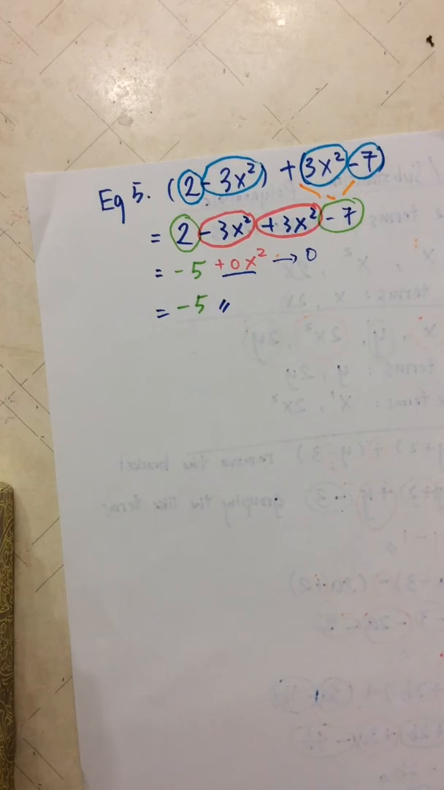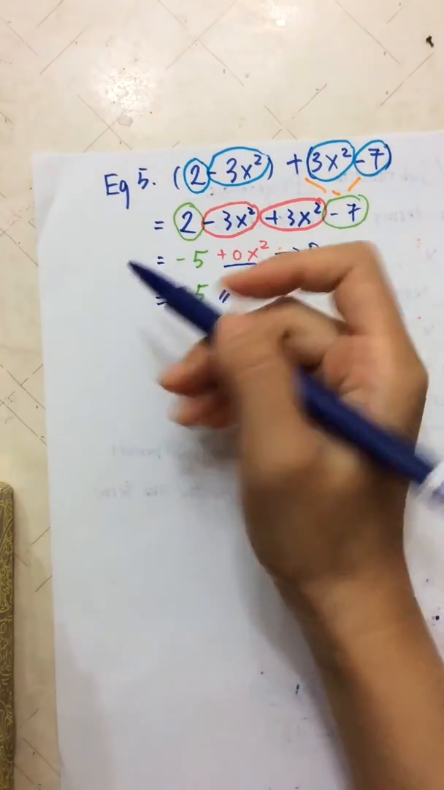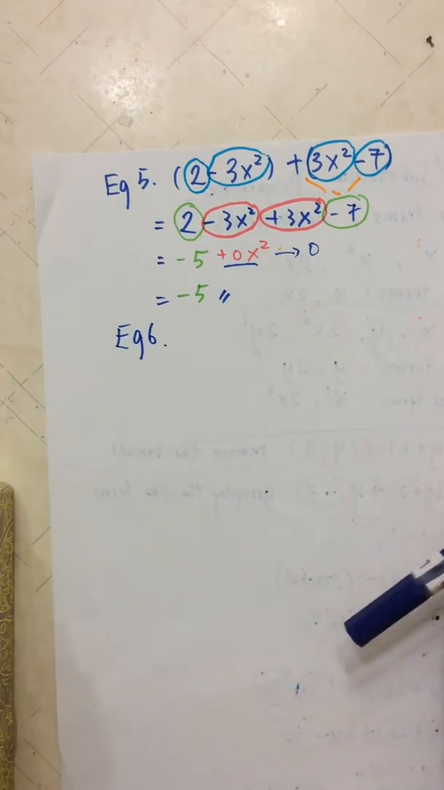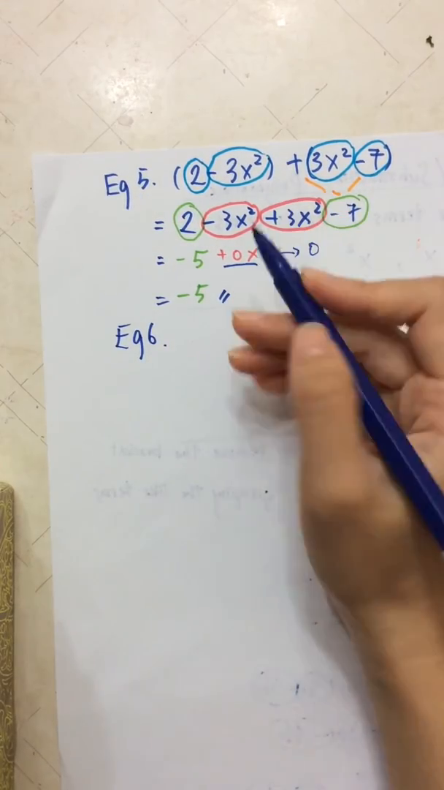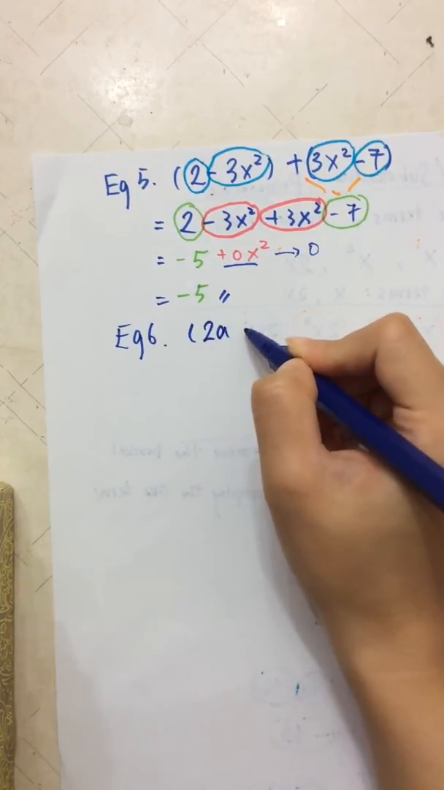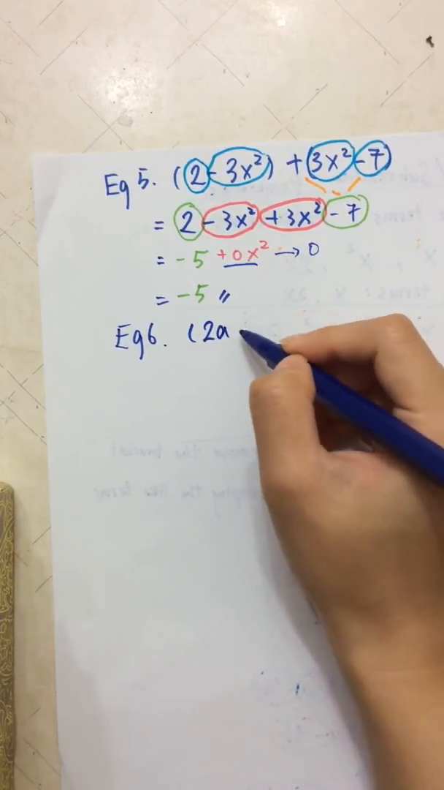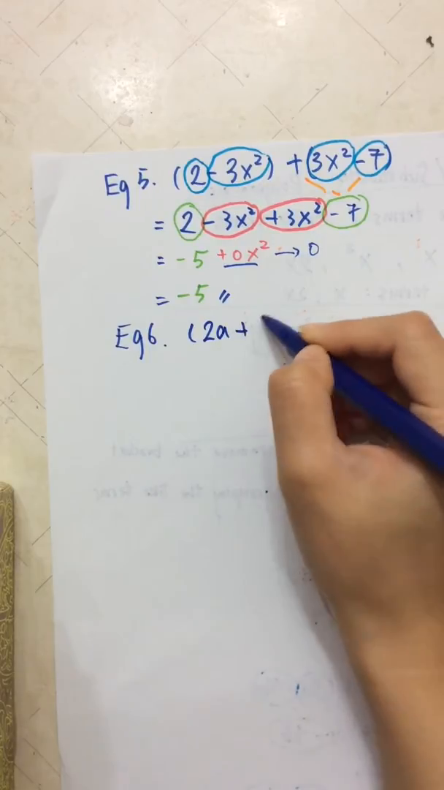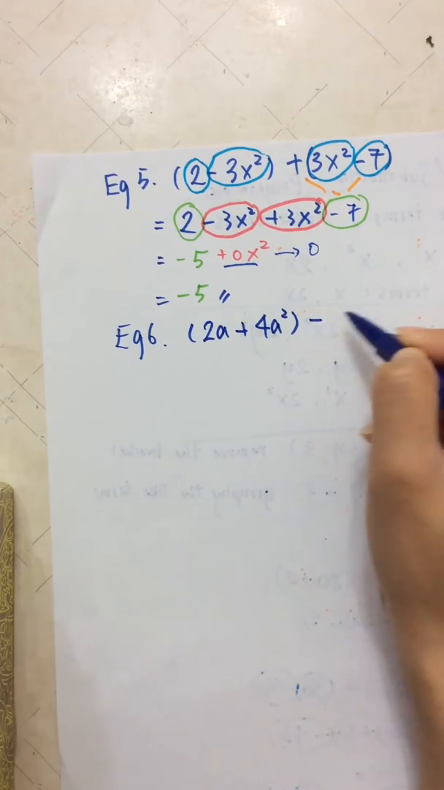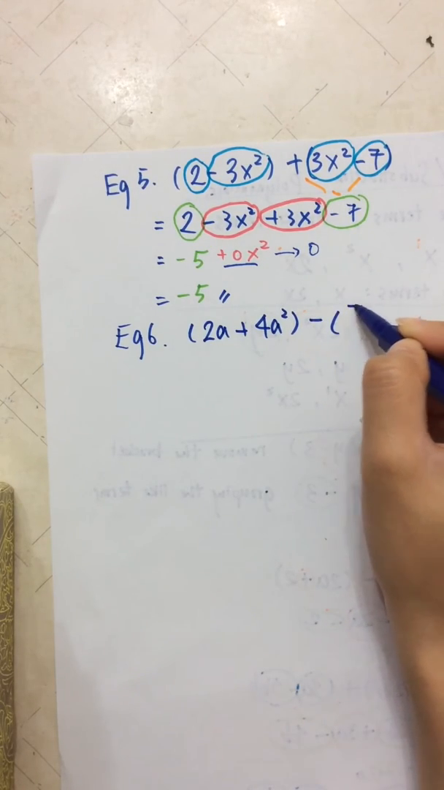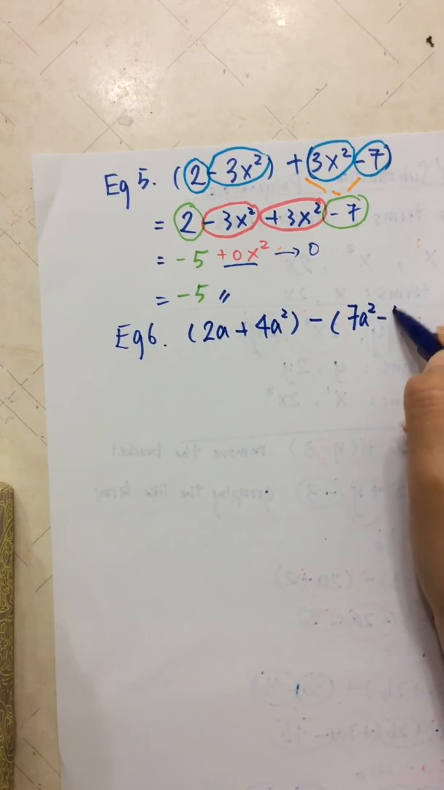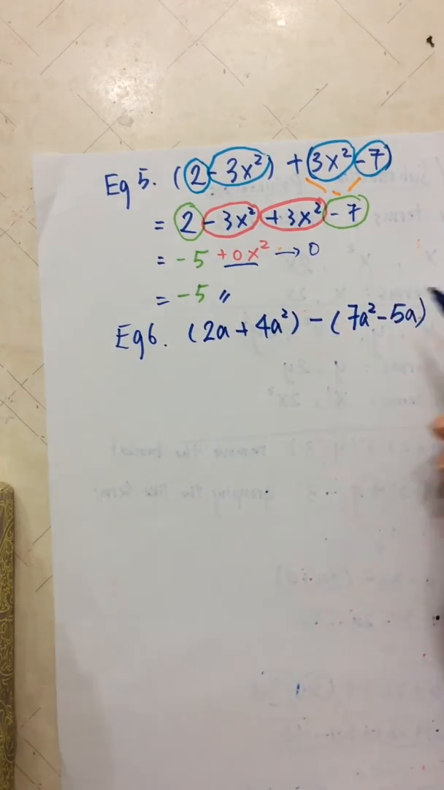Let's try more questions. For the question, example 6. I have 2a plus 4a squared, and then minus 7a squared minus 5a.